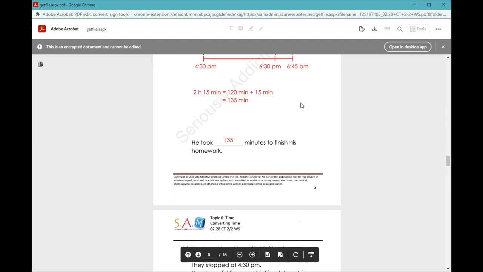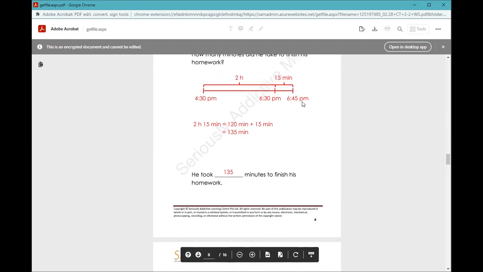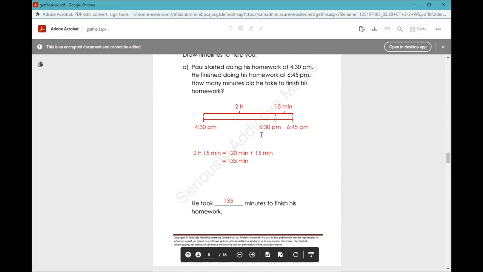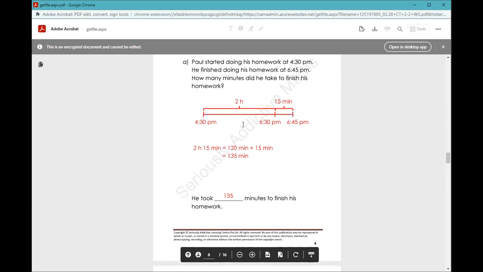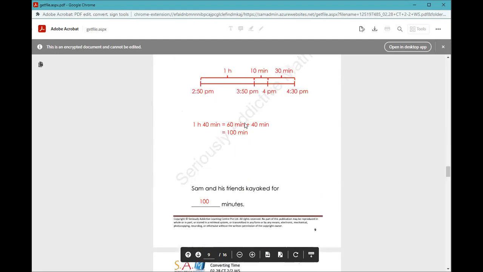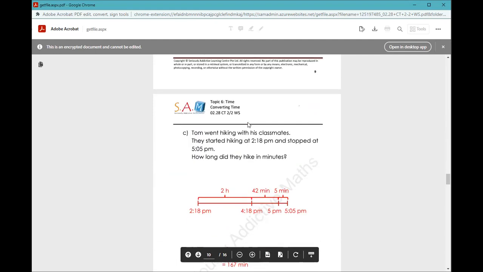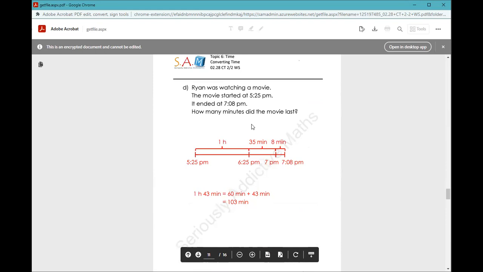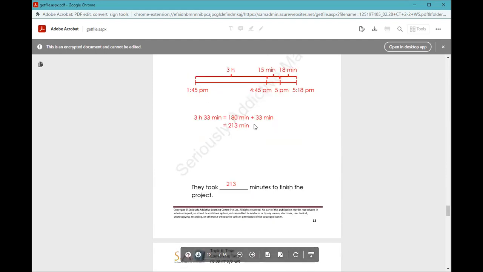For the word problem, emphasize, for example, this one here, start time, end time. Please emphasize on the need to draw a timeline. Sorry, not bar model, I said it wrongly, timeline. So this is more practice for them.